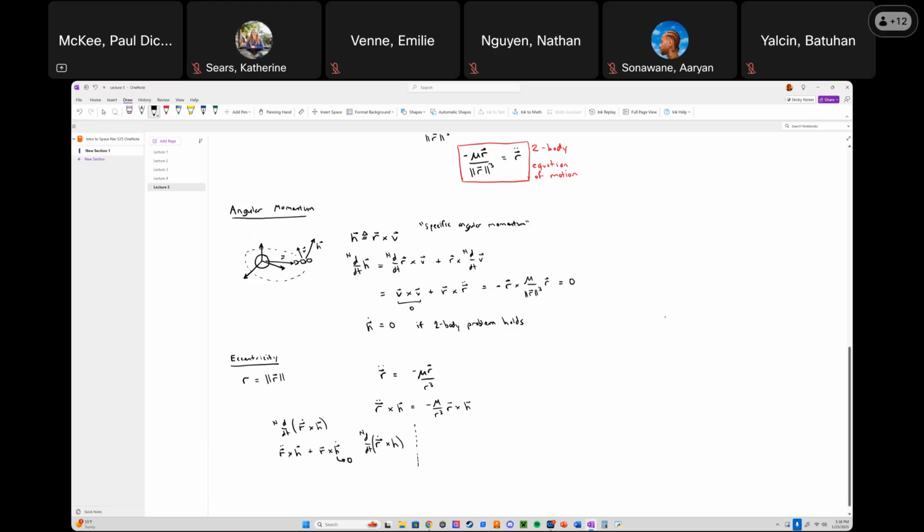Okay. Now, the right-hand side, what we get is, and I'm just going to be sloppy for a second here, okay, we're going to drop mu for a second, and we're going to drop the negative sign for a second. R over r cubed crossed with h is equal to 1 over r cubed r crossed. Remember, h is r crossed v.